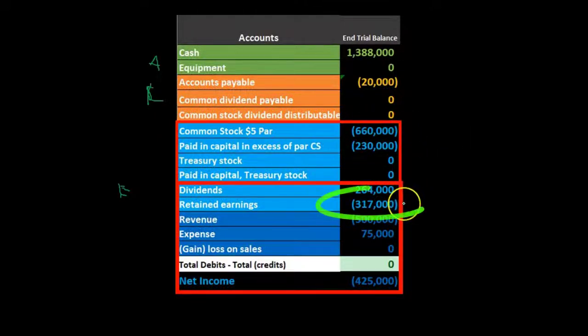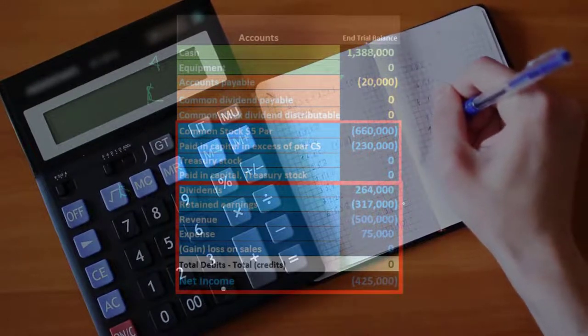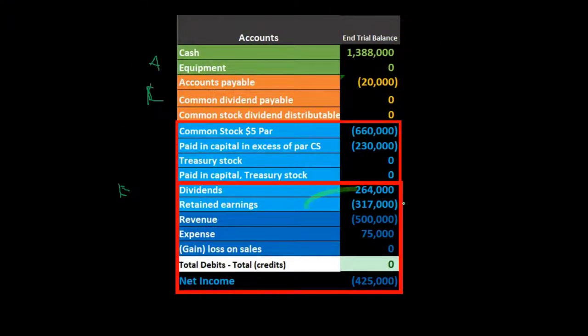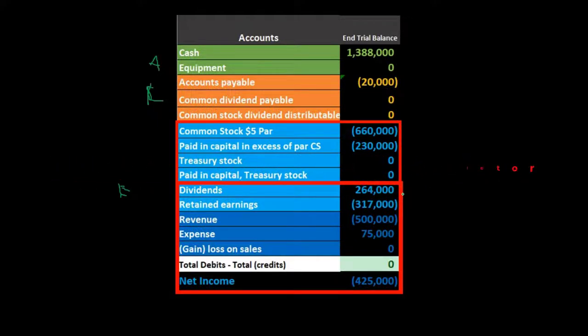The retained earnings changed just like any other type of business would, in that it's going to have the beginning balance, and the beginning balance for a partnership would be the capital accounts, or for a sole proprietor, the capital account. And then it's going to go up by net income, just like any kind of statement of equity would. And then it's going to go down by what was distributed, which in the form of a corporation would be dividends. If it was a sole proprietorship or partnership, it would be draws. So we're going to concentrate here.